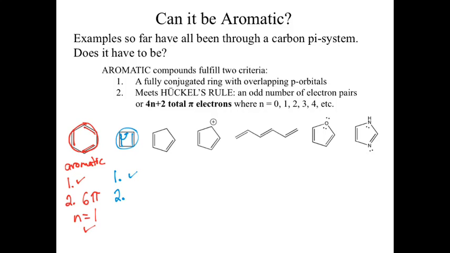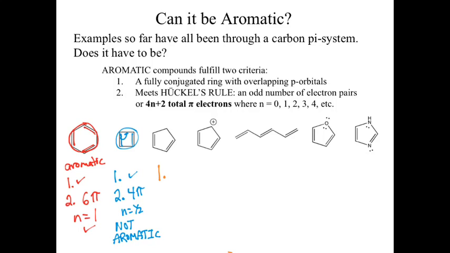Rule 2, we have 4 pi electrons, which says that n is equal to 1/2. This does not check out. Okay, so that means, and this is where we're going to run into some new terms here in just a second, not aromatic for the moment. I will change that in just a second. Okay, so let's move to the next question.